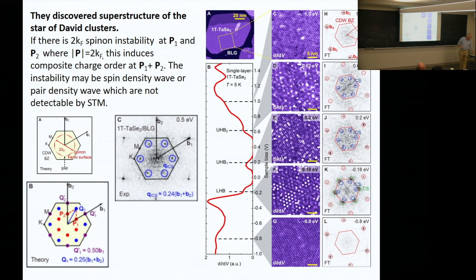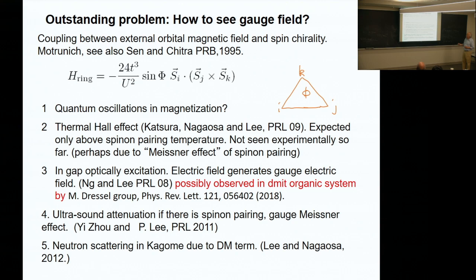Yeah, so I think the outstanding problem from an experimental point of view is how do we see the gauge, right? I think now we have reasonably comfortable, I'm of course biased, but I think we're confident that we're seeing spinons. But can you see the gauge? Can you see that?